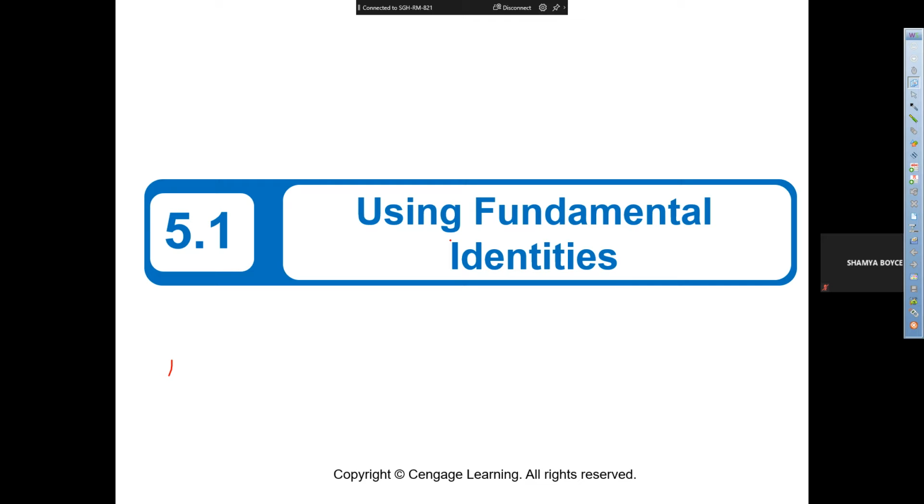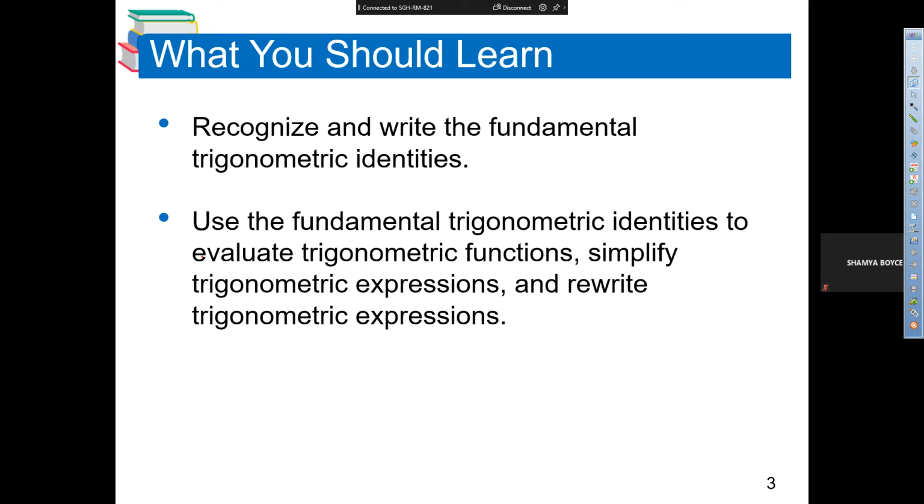So what we're really doing is more of just like a puzzle where we look through these identities and see what's going to help us get what we need. So we are going to recognize and write the fundamental trig identities. We're going to use the fundamental trig identities to evaluate functions, simplify expressions, and rewrite expressions. All right, so this is sort of what's going on here.